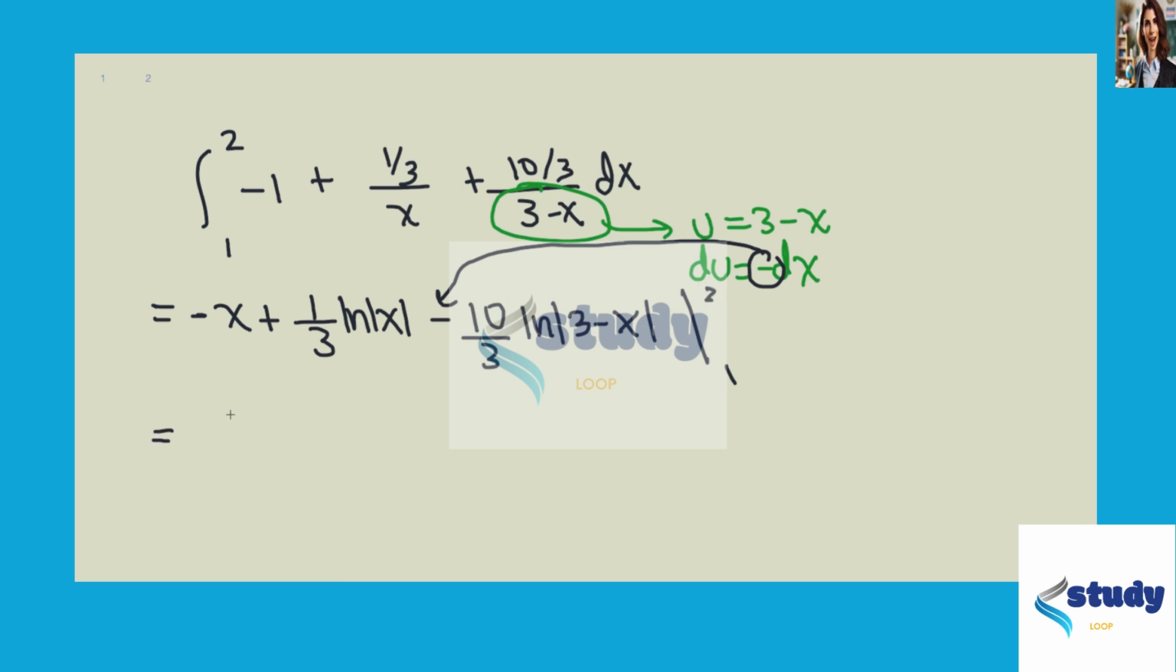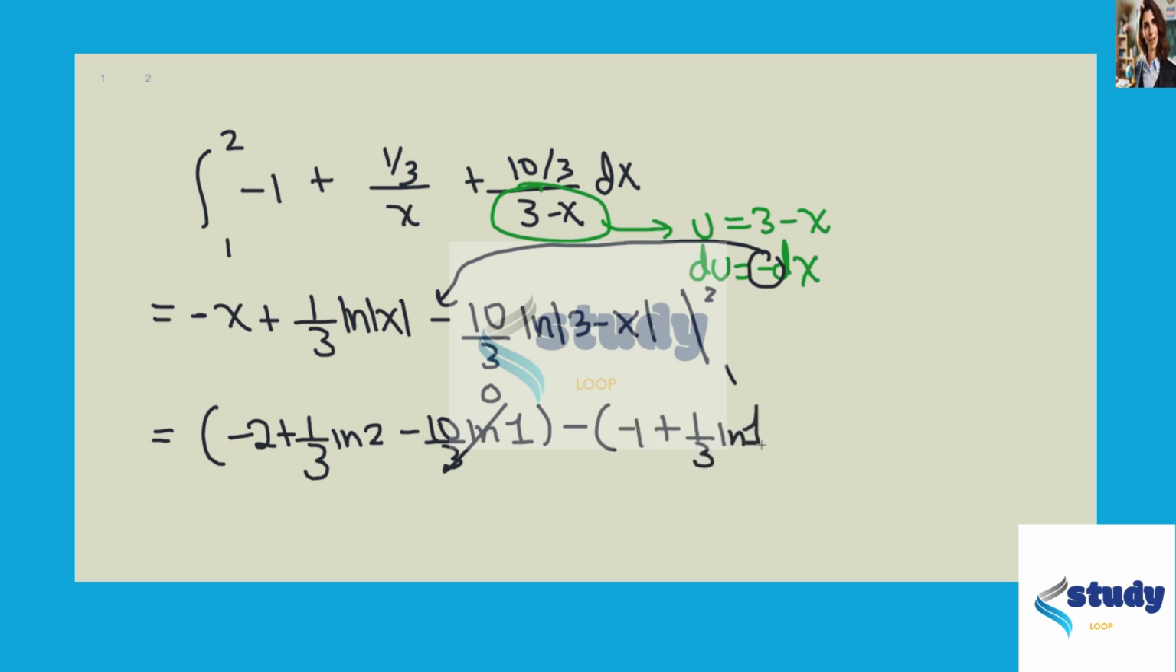Let's plug those in one at a time. The ln 1 there, we know that's 0. ln 1, that's also 0. Minus 10 over 3 ln 2. And then just simplify this: 11 over 3 natural log 2. That's our answer.